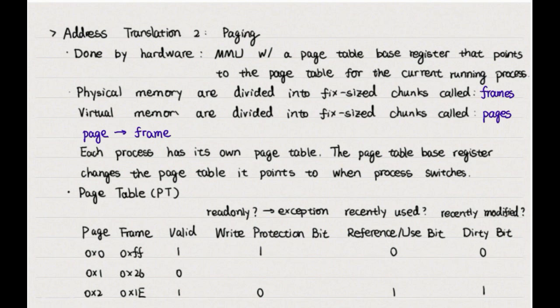Because there are more than one processes, each with its own virtual memory and its own page table, the kernel must update the page table that the page table base register points to when it switches processes. Each page table entry contains a page number and a frame number that the page number is mapped to, and a valid bit that indicates whether the entry is valid or not. It also keeps track of all other useful information.